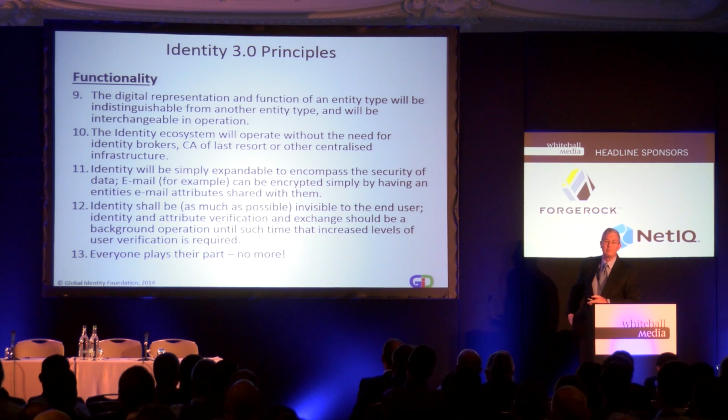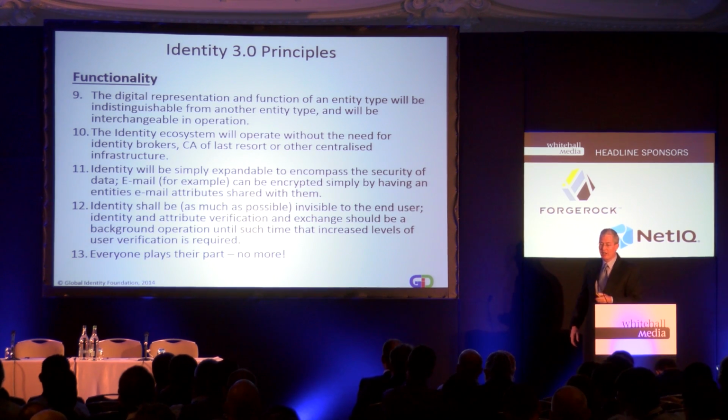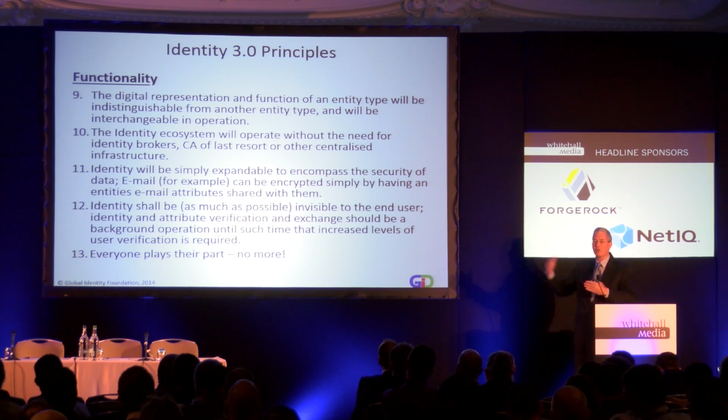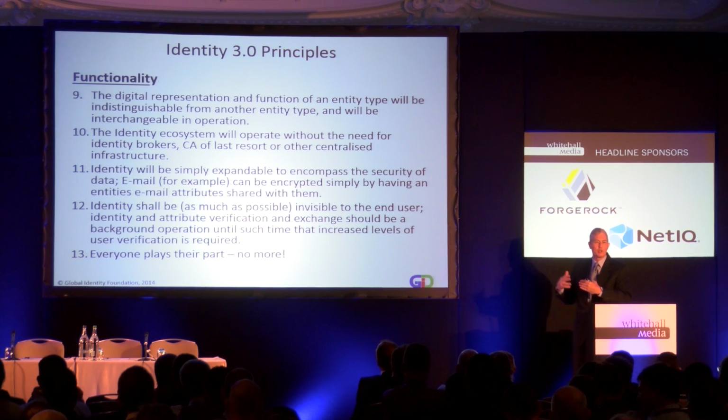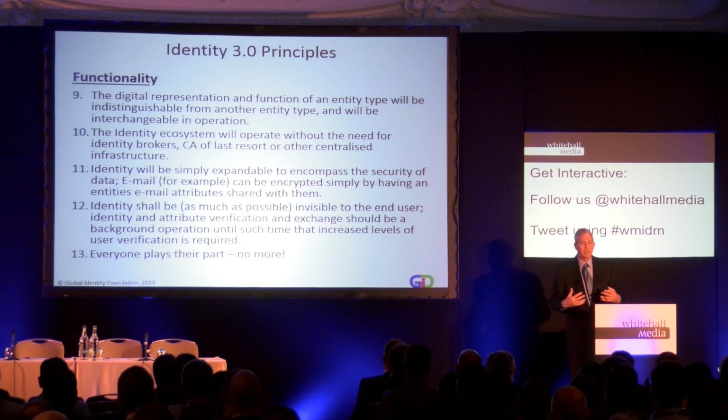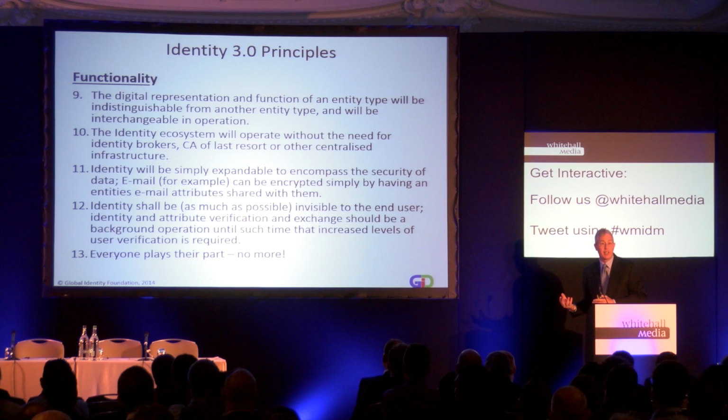Functionality. Really, really key here. The digital representation of a function of an entity will be indistinguishable. In other words, I don't know when I'm talking across the world whether I'm talking to another person or a computer or an agent that's working on behalf of someone else or a device or whatever. If it isn't interchangeable, this stuff isn't going to work, particularly with Internet of Things.